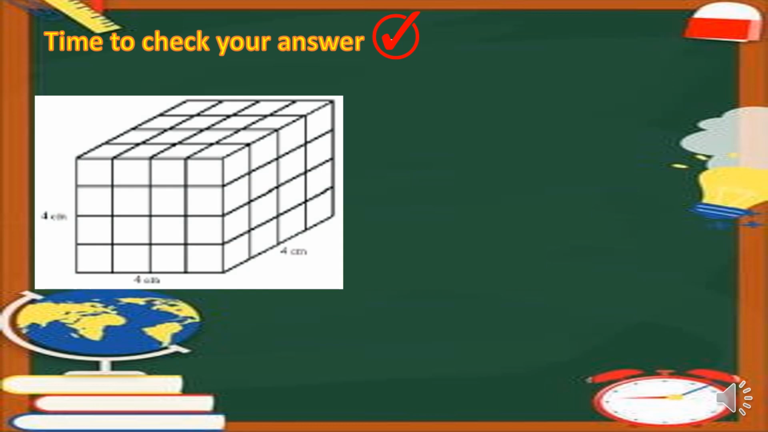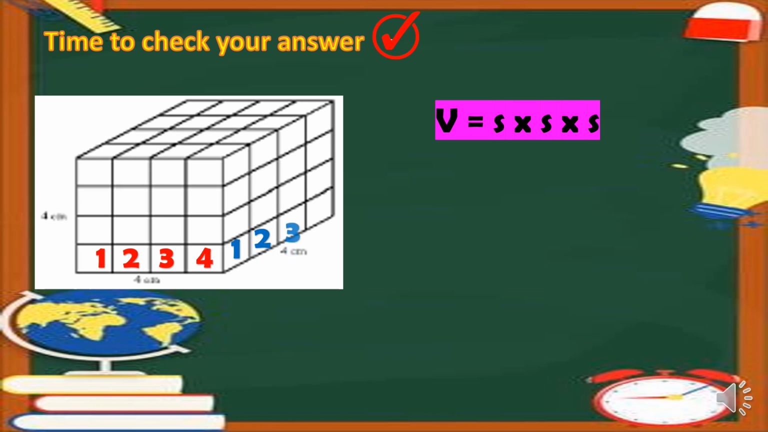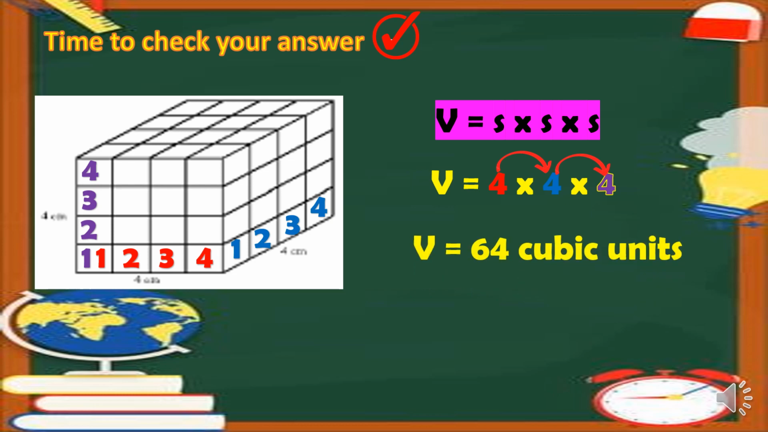And for the last figure, the formula is V is equal to S times S times S. This is also a cube. So 1, 2, 3, 4, which is the length and the width. 1, 2, 3, and then 4. And the height is also 1, 2, 3, and then 4. So let us now substitute. 4 times 4 times 4. So we will multiply. And this figure has 64 cubic units.